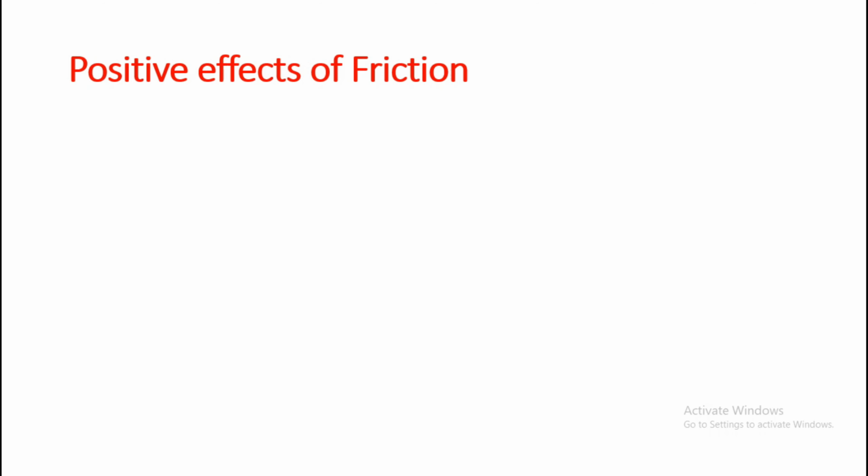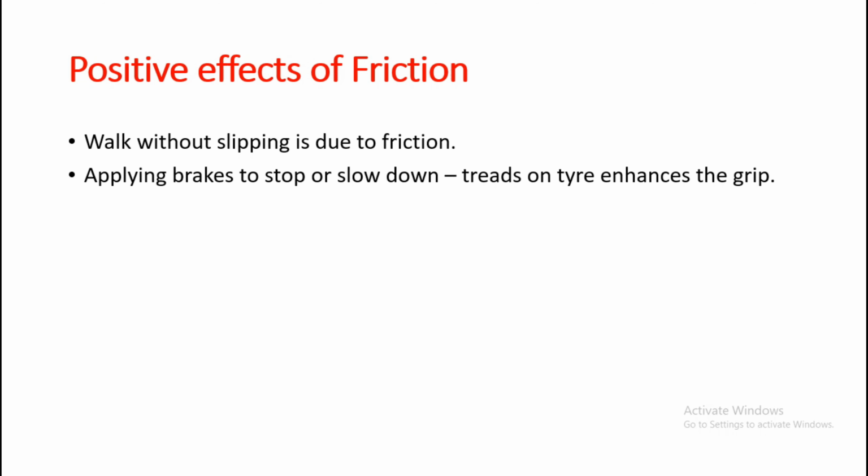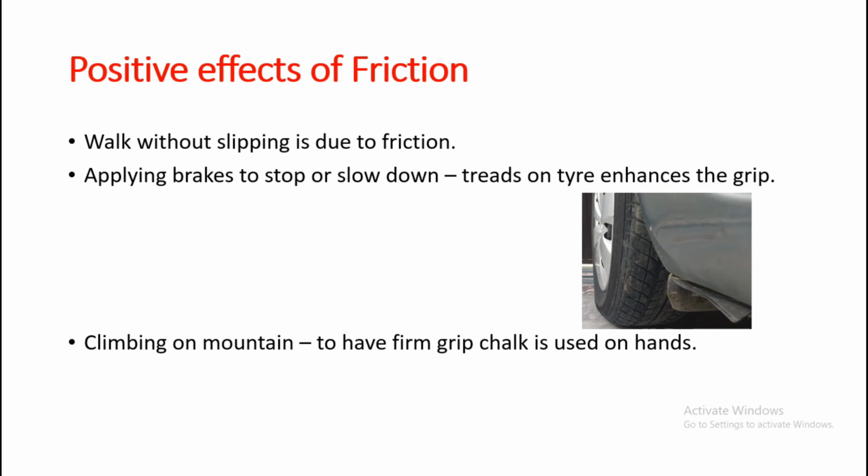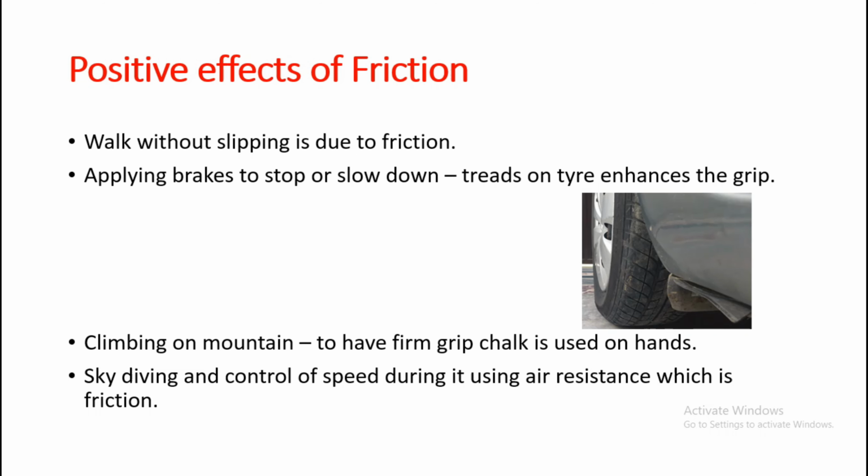There are positive as well as negative effects of friction. So positive effects or advantages of friction. Walking without slipping is due to friction on the ground. If there is no friction on the ground, we will not be able to walk. Applying brakes to stop or slow down is due to friction. Climbing on a mountain, to have a firm grip, chalk is used on hands in order to have friction. Skydiving and control of speed during it using air resistance, which is also due to air friction.